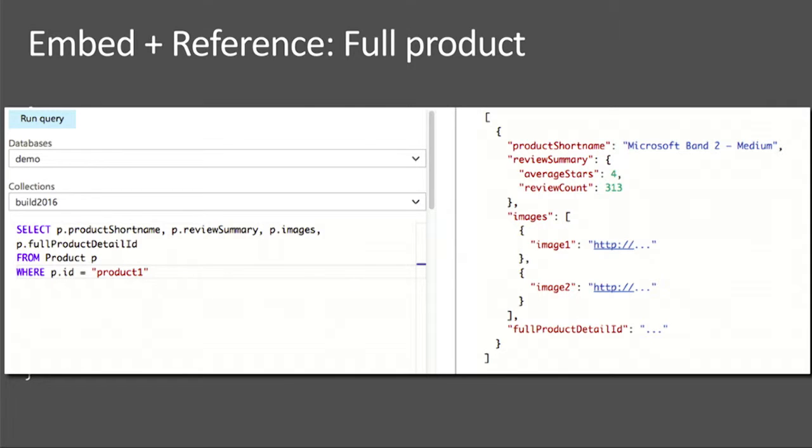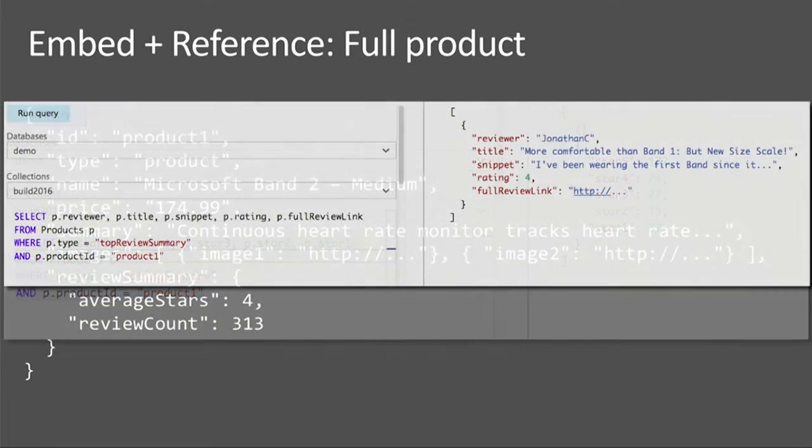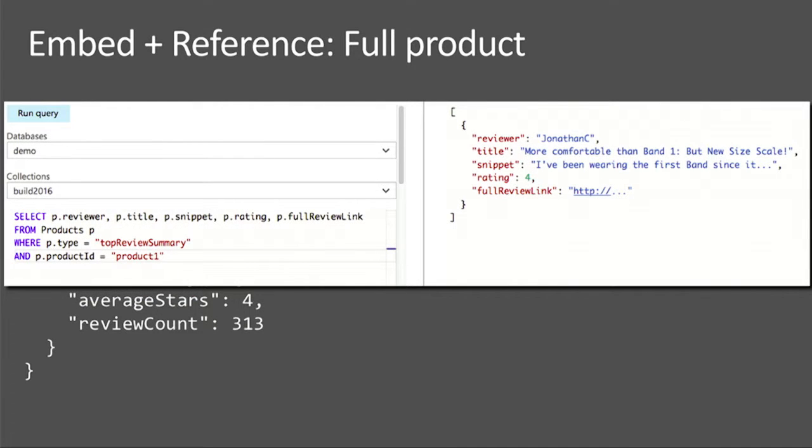So here's a simple query that pulls the document back. Again, there's not much in the product other than the core product information. This might be the query we run to get the rating summary, which just returns the count of each stars. And finally, we do a query that pulls back the most helpful review. So again, there's just a snippet, and then the full review is linked to. So this is an example of a mixture of embedding and referencing.